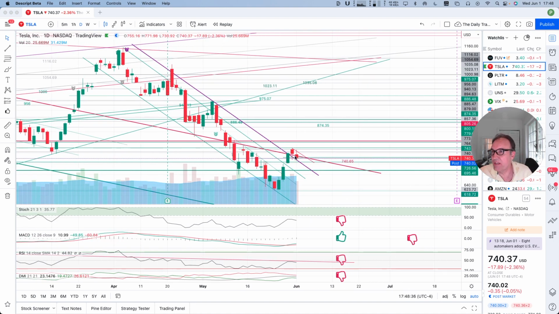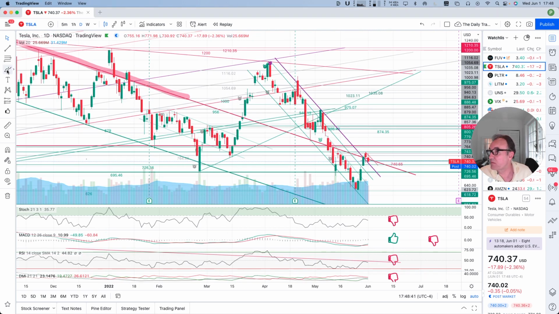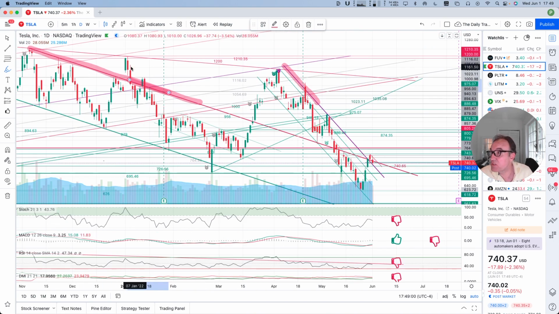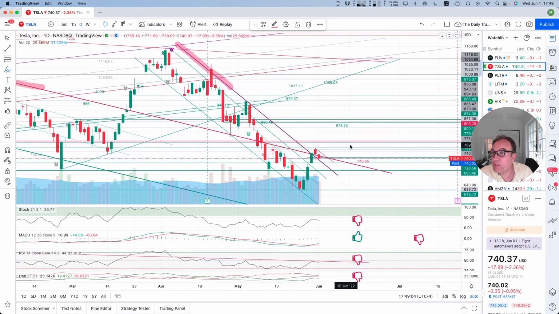So yesterday, we came out of these two downward channels, this one right here and this one right here. And we came out of them and we came back into one of them. We came back into the main one, which is this big one here that started November 4th. So we came back into this one here.